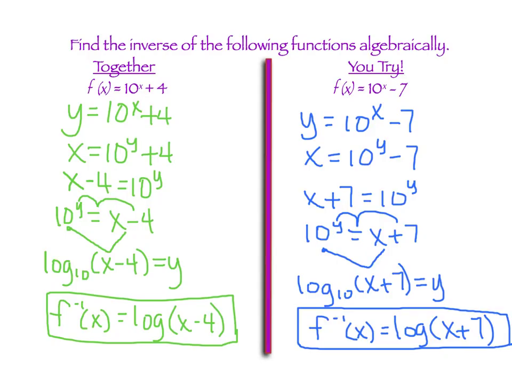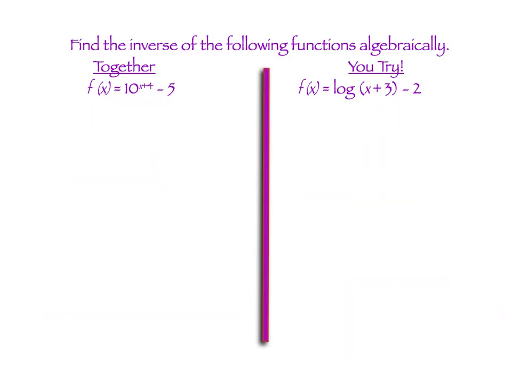Okay? Now let's try one more pair of examples. We're going to find the inverse of f of x equals 10 to the x plus 4 power minus 5. So step number 1 is change the f of x to y. So we will have y equals 10 to the x plus 4 power minus 5. Next, step number 2, we need to switch the x and y. So I will have x equals 10 to the y plus 4 power minus 5.